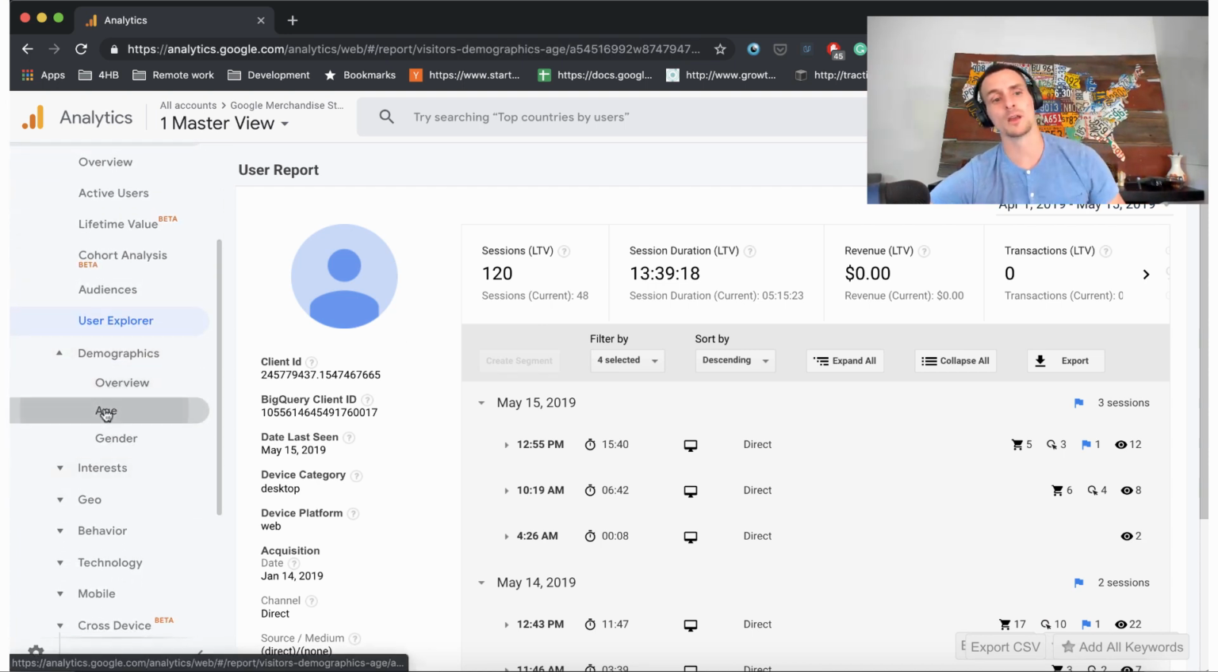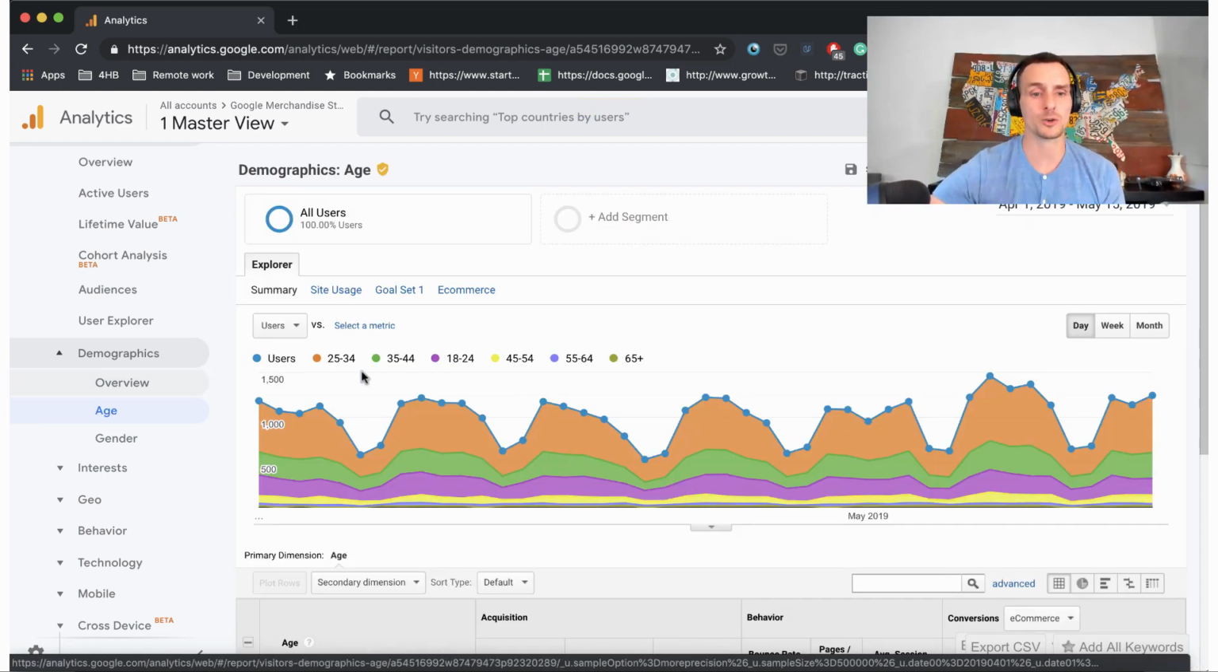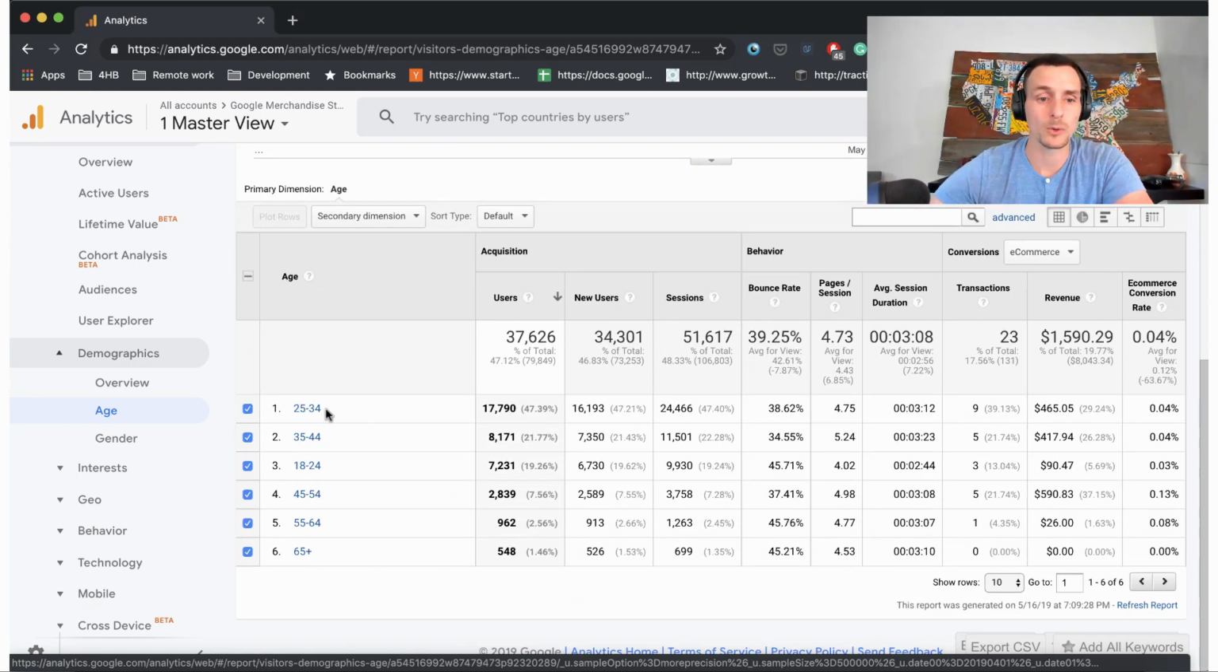Demographics gives us a breakdown of the age groups that people are coming from. So maybe we find that people, see right here, we see 25 to 34.